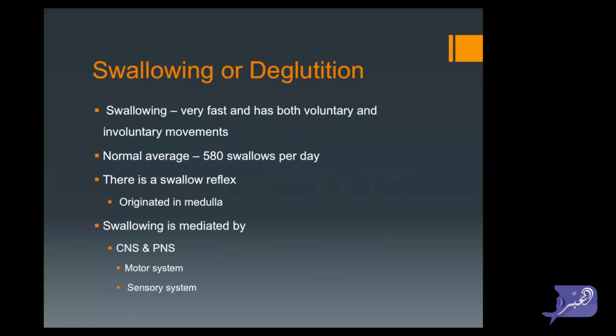It's a very fast process. It's quick, it's efficient, it's brisk. And so this is a typical normal swallow. It's supposed to be fast. On average, we swallow about 580 times a day. That's a lot. And it could be food or saliva. And the swallow reflex is mediated in the medulla part of the brain. Okay, so swallowing is mediated basically within the central nervous and peripheral nervous system, and it has motor and sensory components to it.